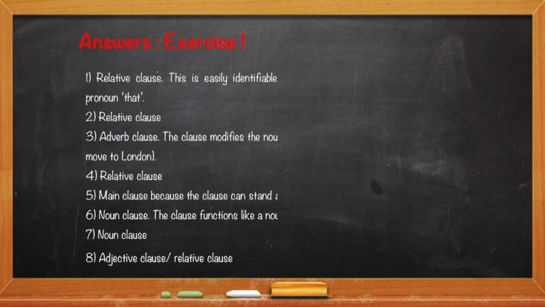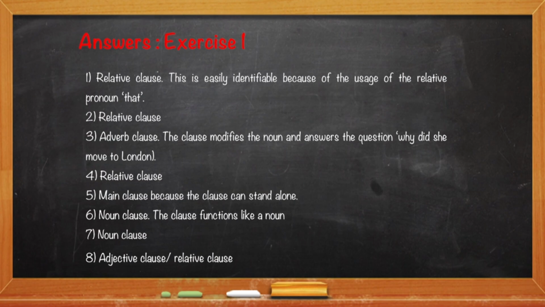So, exercise and answers here, answers to the first exercise. First one is a relative clause, use of the relative pronoun that. Second is a relative clause as well. Third is an adverb clause. Why did she move to London? Because it is a hub for venture capitalists.